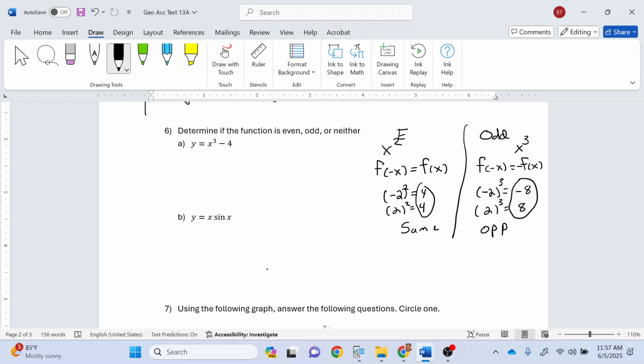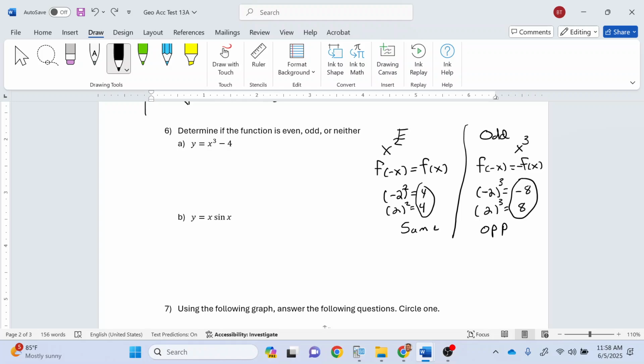And in general, sine is even, cosine is odd. The sine wave looks like this, right? Even means it's symmetrical on the y-axis. Oh, sine starts at zero. So yeah, you're right. Okay, you're right. So sine is odd. Cosine's even. Yes, my fault.